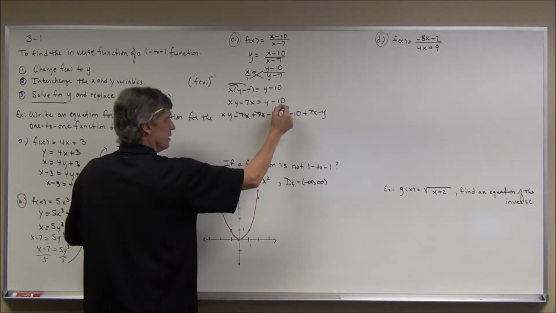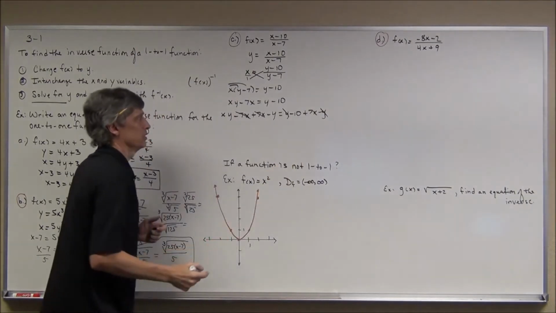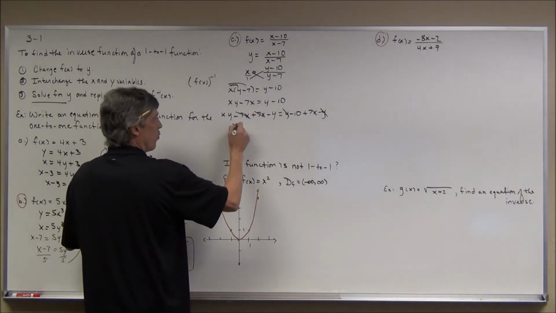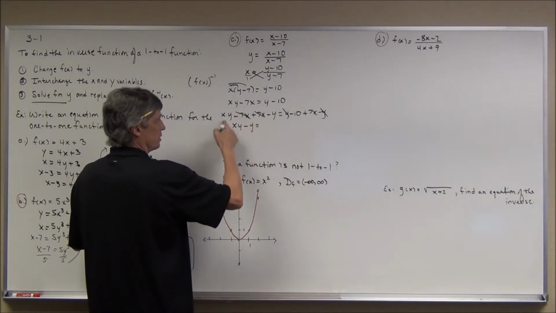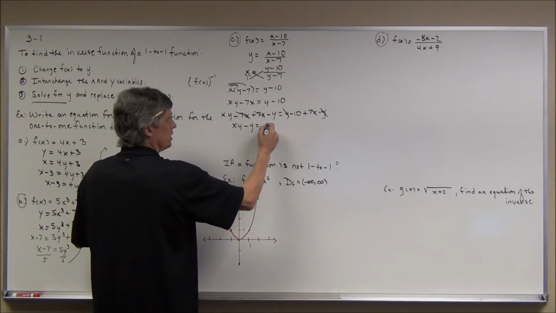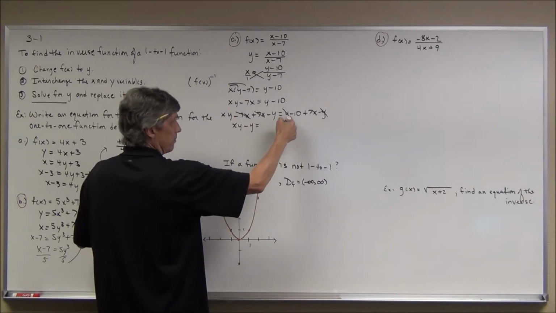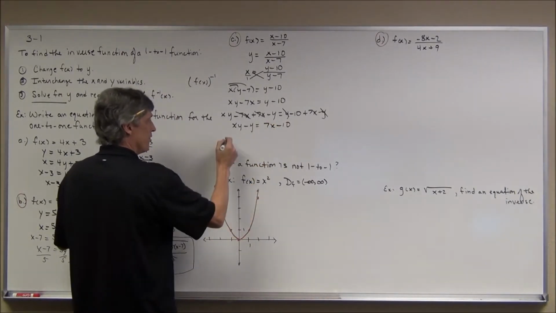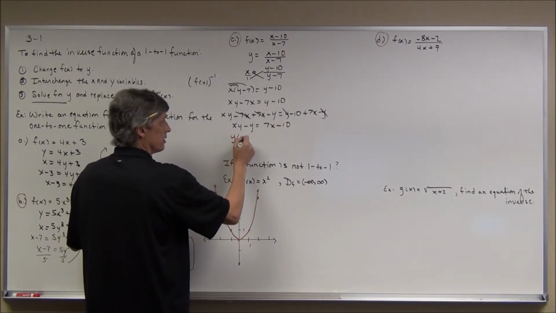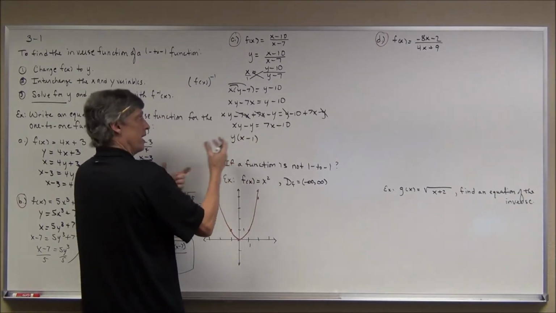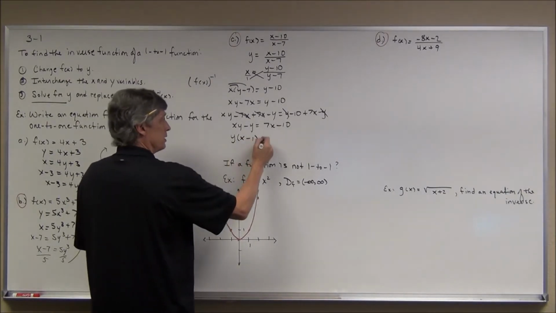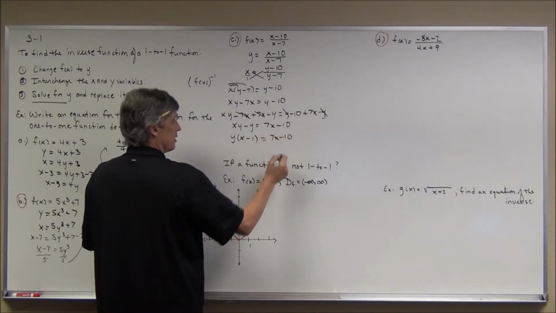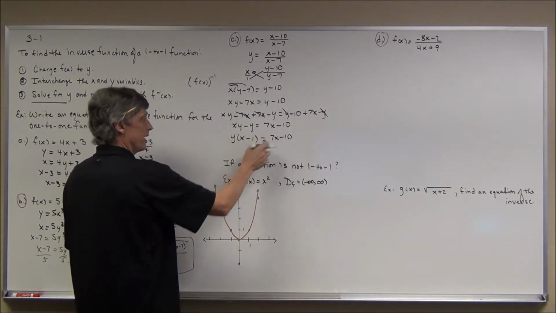These cancel, and on the right side, these cancel. I end up with xy minus y is equal to negative 10 plus 7x, or 7x minus 10. That looks a little cooler. Factor out the y. You see how now the y is only written one time? Divide both sides by x minus 1.